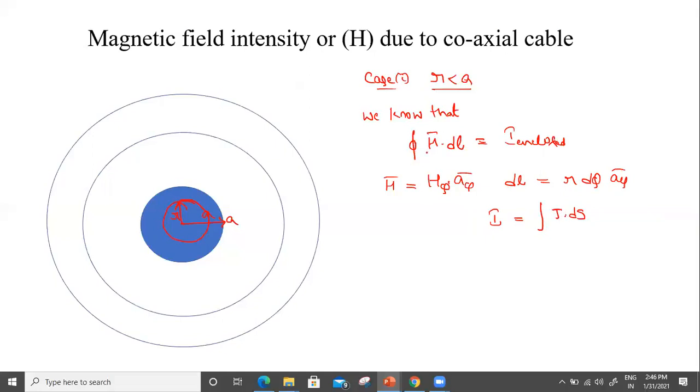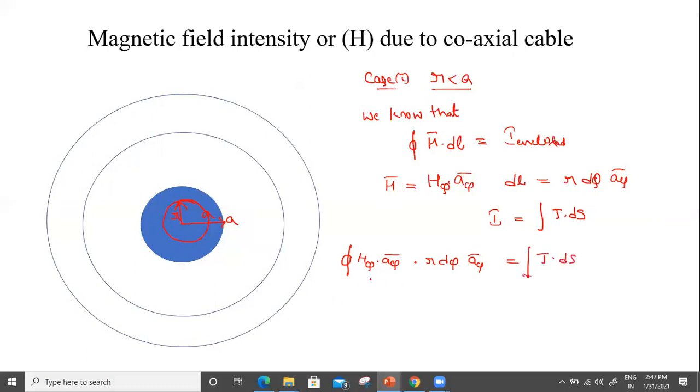If you substitute all the values in this expression, we may get H bar. So now let us go for that. Integral of H dot dL, instead of H bar, you can substitute these parameters: H phi a phi bar dot, instead of dL, you can substitute r d phi a phi bar, equals, instead of I, you can substitute integral of J bar dot dS.